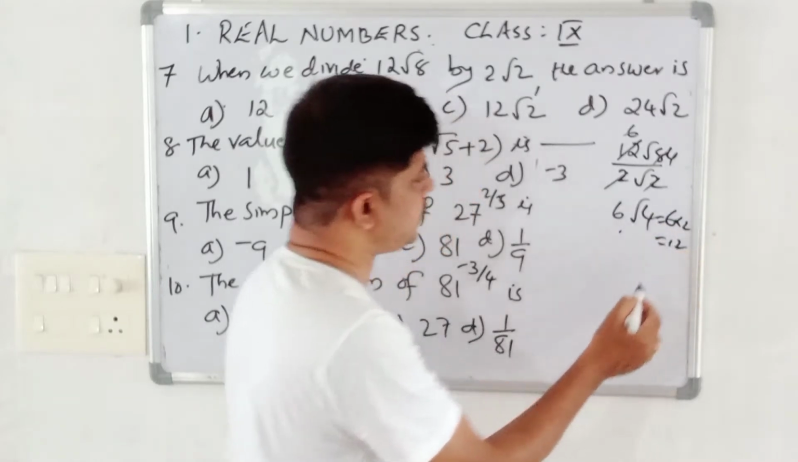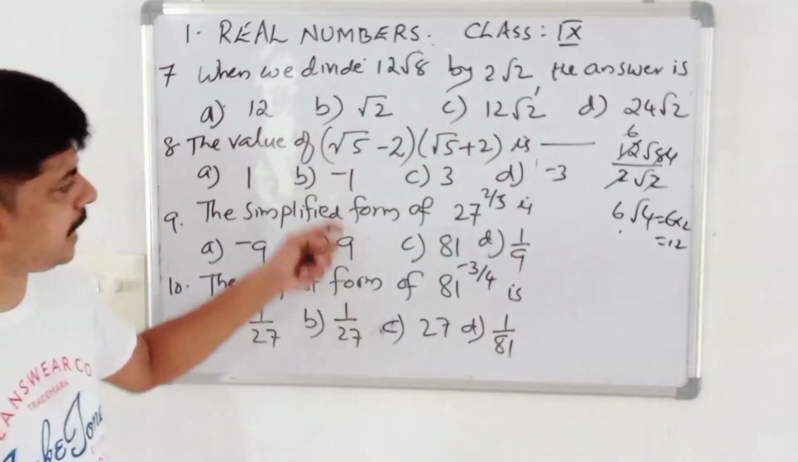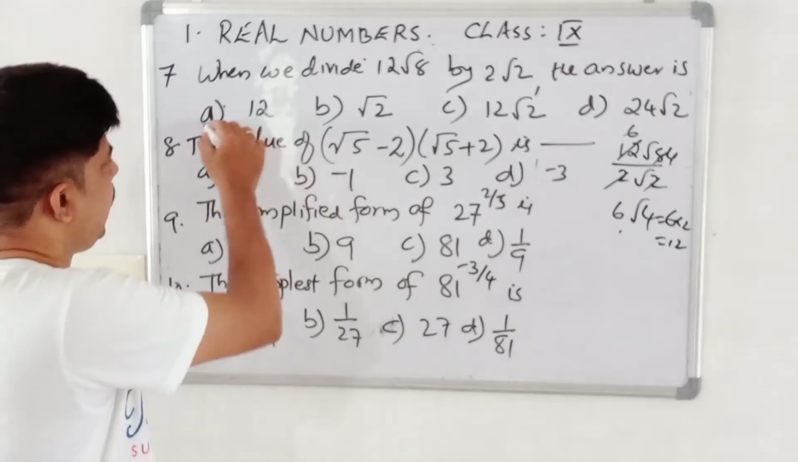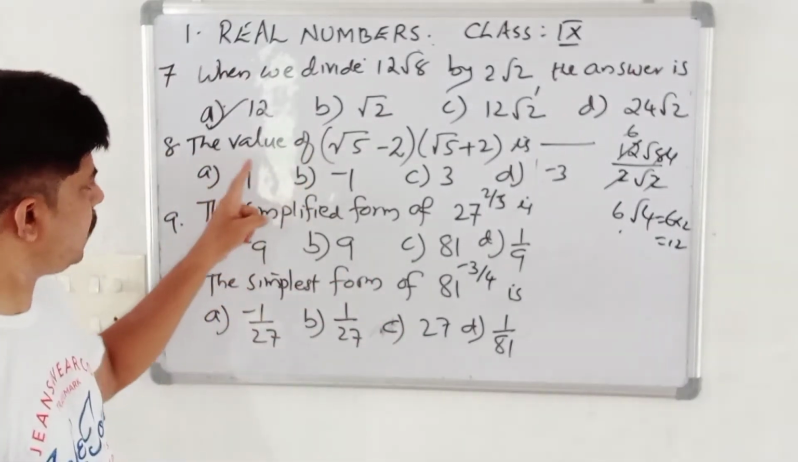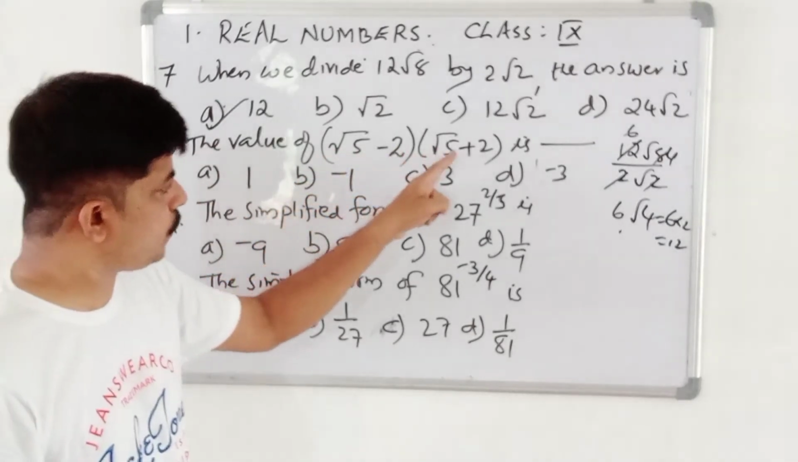What is the answer? 12 is the answer. Therefore, our correct answer is option A, 12. Now, move on to the next question. The value of (root 5 minus 2)(root 5 plus 2).